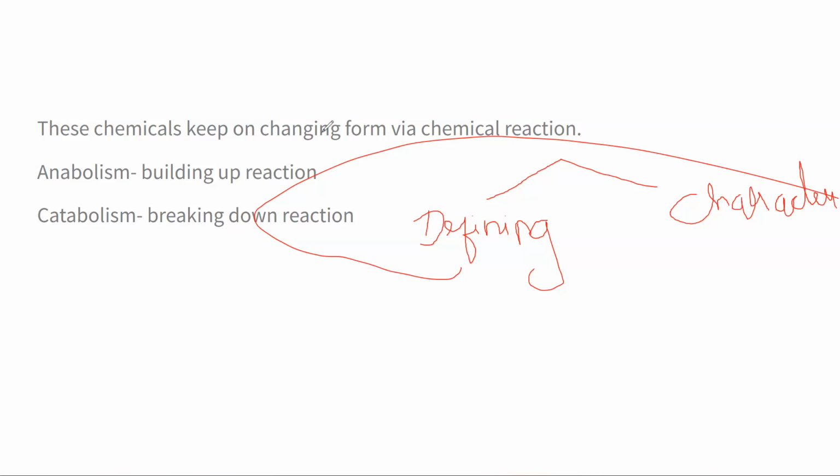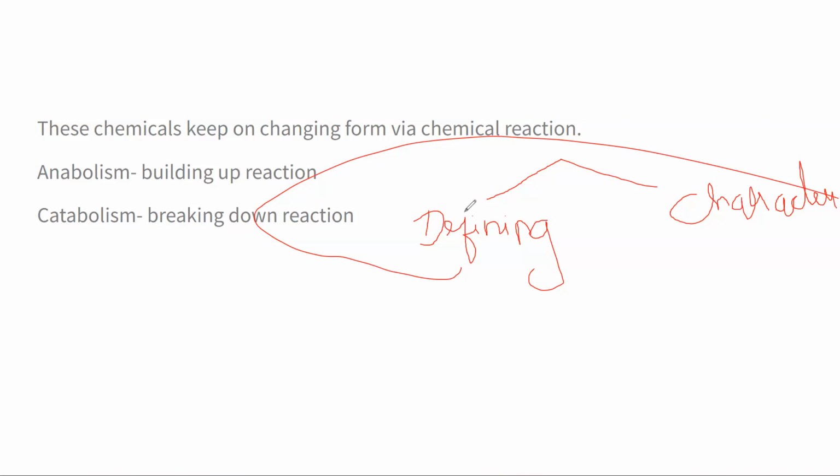Metabolism, cellular organization and consciousness. Correct. Okay. These 3 are the main characteristics of defining feature: metabolism, cellular organization, and consciousness. Now we will deal with it.